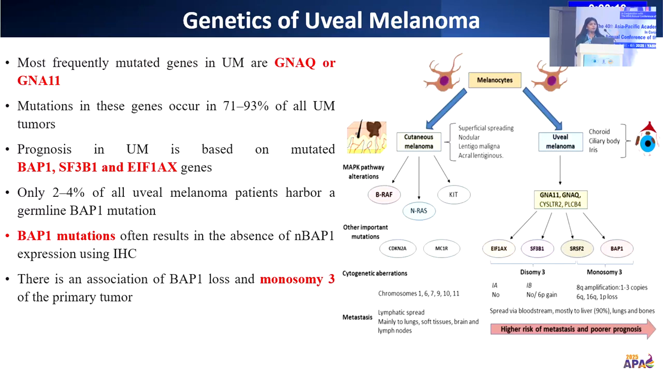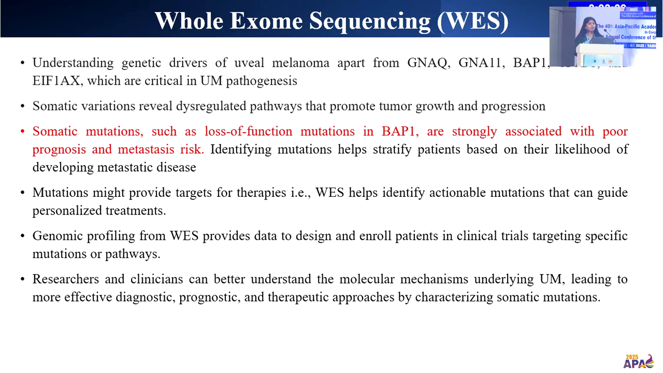BAP1 is the most important prognostic mutation, and this often results in the absence of nuclear BAP1 expression using IHC, in centers which don't have the facility of exome sequencing. Whole exome sequencing mainly sequences the protein coding region, which might cause or affect the disease. Mutations such as loss of function mutation in BAP1 are strongly associated with poor prognosis and metastatic risk. Genetic profiling from whole exome sequencing provides data to design and enroll patients in clinical trials targeting specific mutations or pathways associated with these genes.